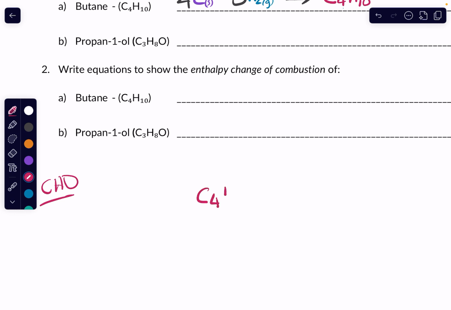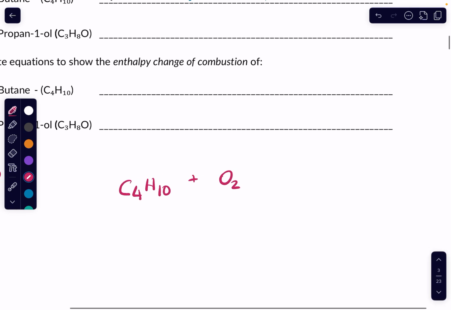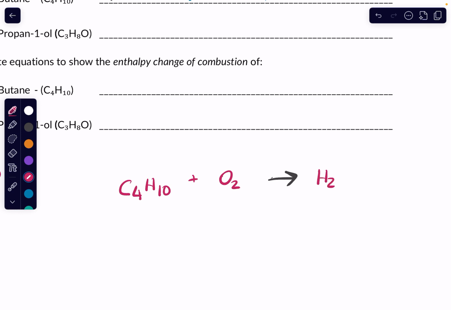I'm going to write it here so I can have a bit more space. I've got C4, and I wrote 10 by accident. C4H10. And I'm going to react it completely in oxygen. So that is O2. Remember, O2, standard states and conditions, it exists as a gas and it's diatomic. Over here, the products of complete combustion are going to be CO2 and H2O. Almost always.